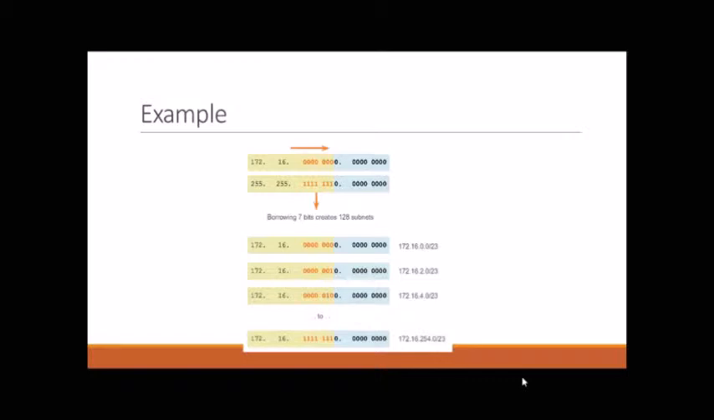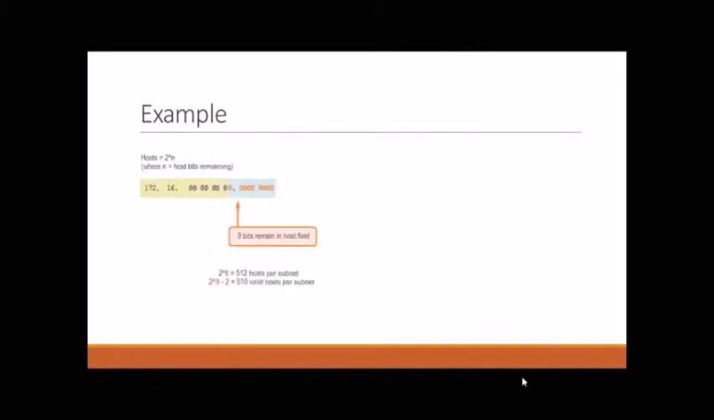If we borrow 7 bits, we will have 128 subnets, and the subnet mask must change to reflect the borrowed bits. Subnetting will be done in the third octet, with the host bits in the third and fourth octets. After borrowing 7 bits for the subnet, there is 1 host bit remaining in the third octet, and there are 8 host bits remaining in the fourth octet. Applying the host calculation formula, we get that 2 to the 9 minus 2 equals 510 valid hosts per subnet.